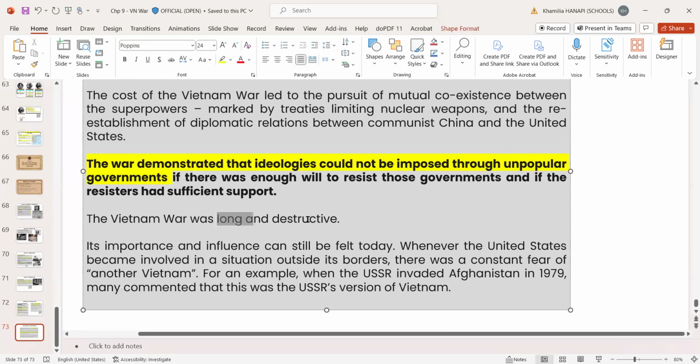It was a very long, destructive 20 years. The US was very cautious about giving help to another country. They didn't want to have another Vietnam. But the Soviet Union didn't really care, and went to help in another country, Afghanistan, and many commented that it was the USSR's version of Vietnam.